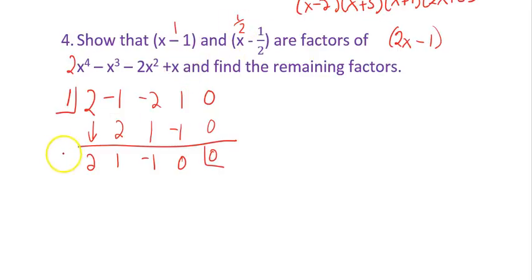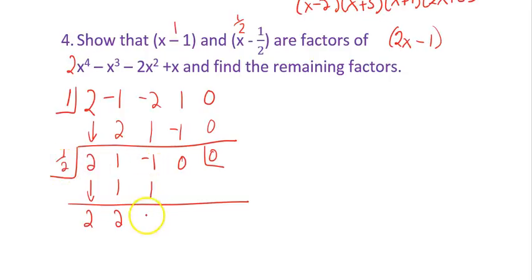Now I'm going to use the 1/2. So 1/2 here. And again, it might look like this in a problem, and it might look like this in a problem, but the zero is 1/2. I'm going to bring down the 2. 2 times 1/2 would be 1. 1 plus 1 is 2. 2 times 1/2 is 1. -1 plus 1 is 0. 0 times anything is 0. And 0 plus 0 is 0.